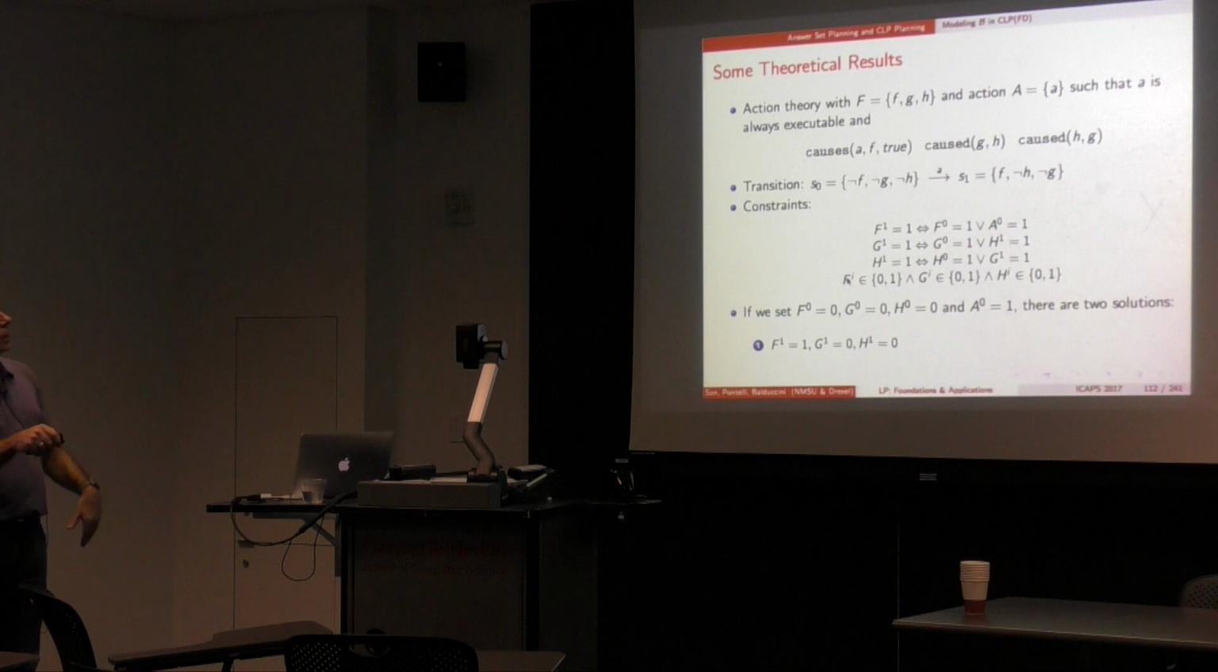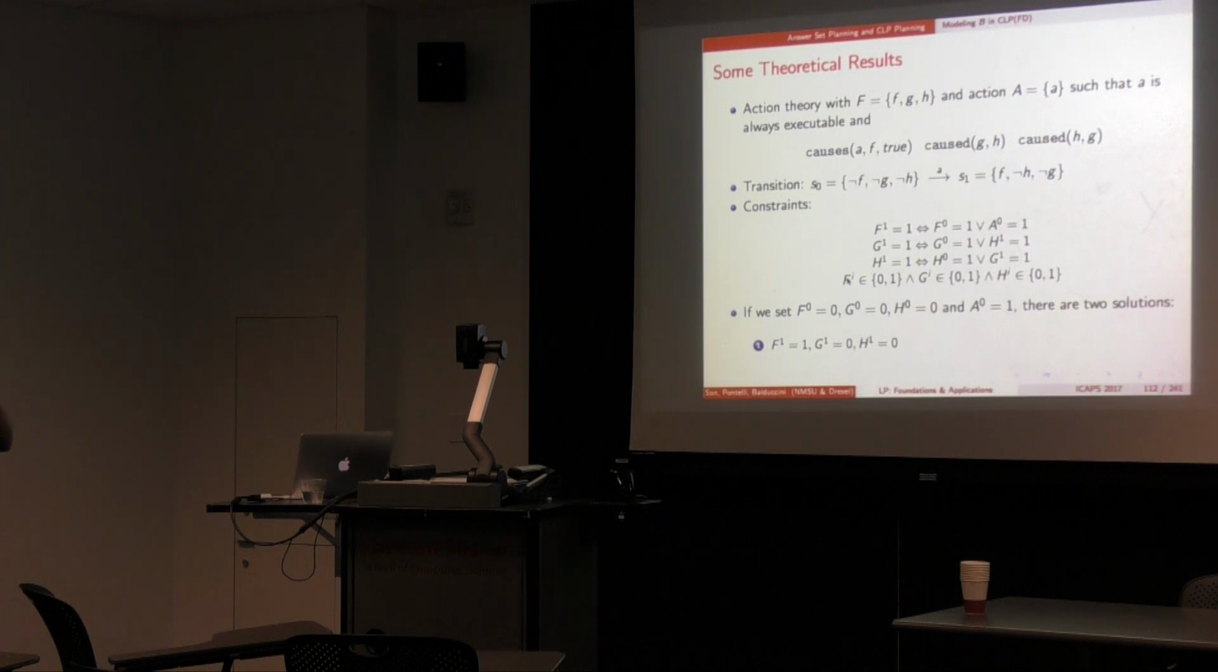So if you look at the action theory itself and you look at the semantics of a language like B, then you will see that starting from a state like this where everything is false, there is only one action that we can execute, which is the action A, and this is the only state that we can reach. So the action A makes f true, but then everything else has to stay false. There is no reason for changing the value of g or h.